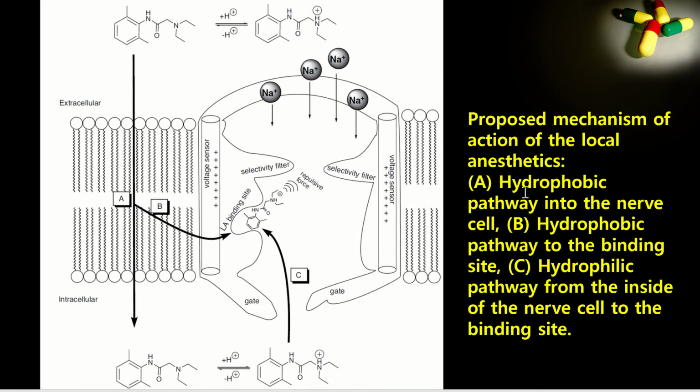As we mentioned, there's the hydrophobic pathway that's this way, and B, another hydrophobic pathway, so it can come in and go here, as well as C, where it gets protonated and then binds to the inside of the nerve cell, and therefore creates this repulsive force and prevents the entry of sodium.